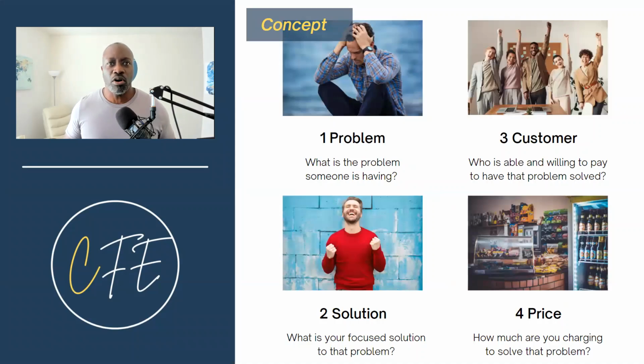First, let's look at the concept part of the business model. The first thing you want to write down is your problem. What is the problem someone is having? Let's take a simple example: somebody's grass is growing, the HOA is on them to get the grass cut. So they have a problem: they need the grass cut. That's the problem they have. The next thing is, what's your solution to this problem? Are you going to get a lawnmower and cut the grass? Or are you going to get cows and have them chew the grass? I'm being funny here, but what's your focused solution to that problem?